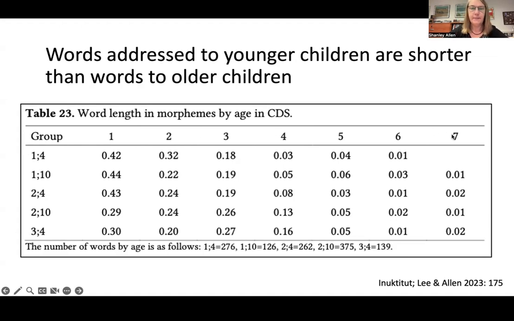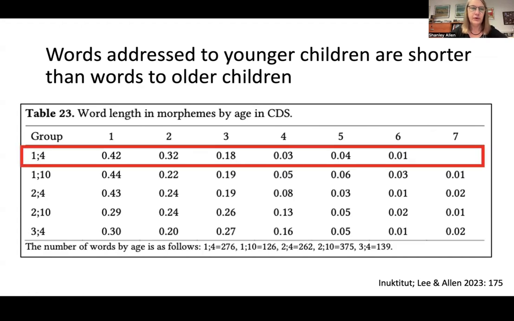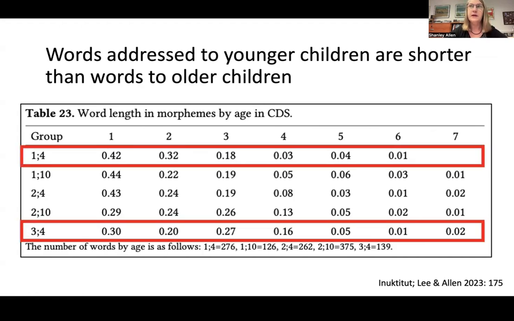And what we can see here, if we compare the top lines and bottom lines, is that for the mothers speaking to kids at age 1 year, 4 months, about 74% of their words have 1 or 2 morphemes, whereas for mothers speaking to children at 3 years, 4 months, only about 50% of their words have one or two morphemes, and the other 50% have three or more morphemes, whereas the three or more morphemes for the youngest age group is only 26%.